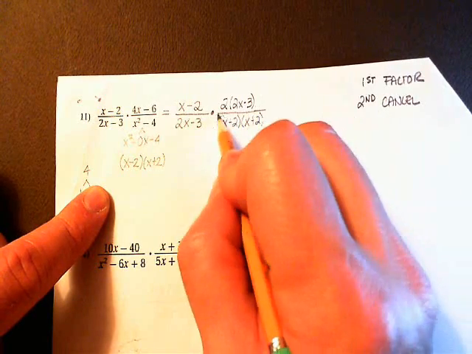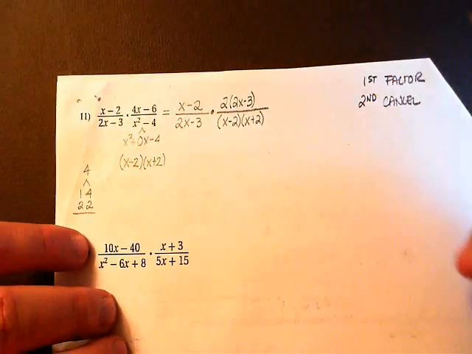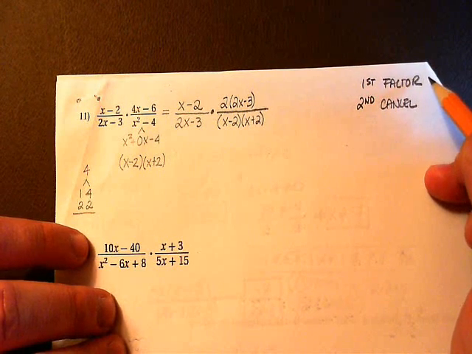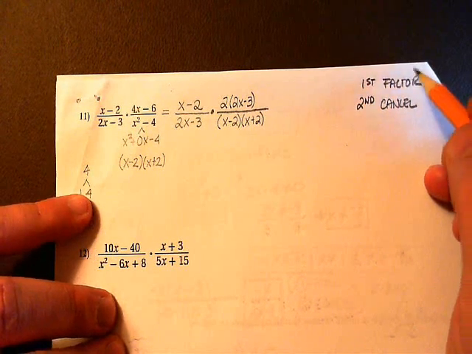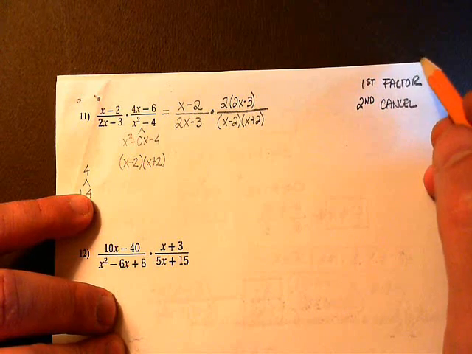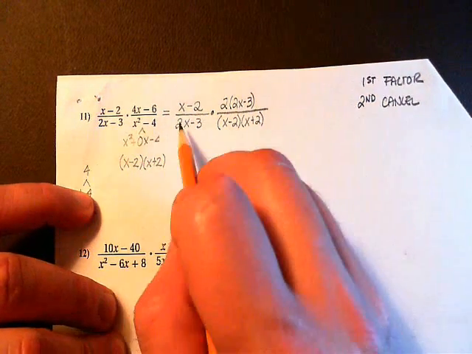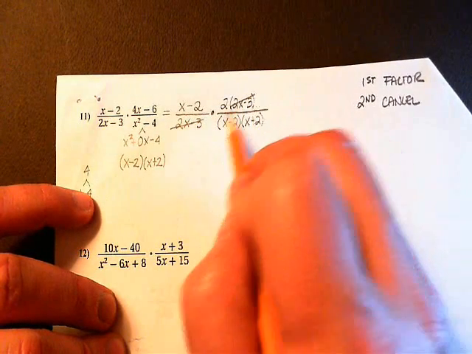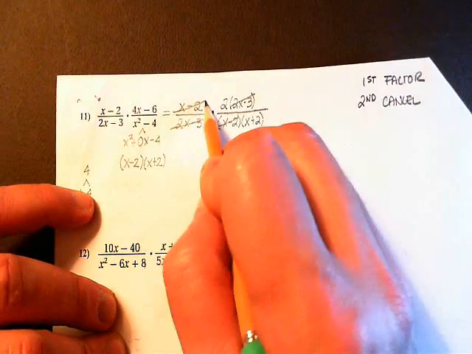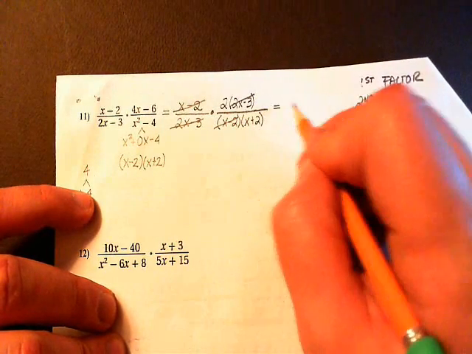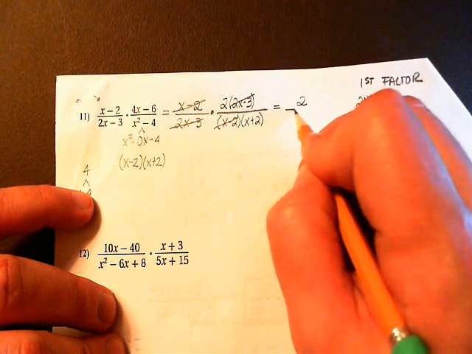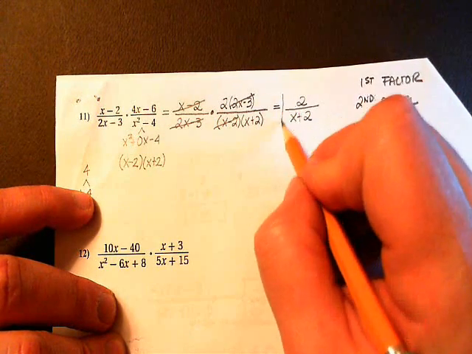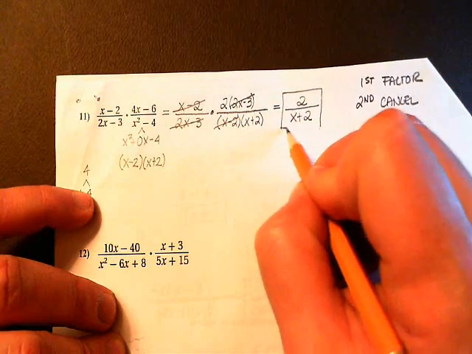Very well. Now we did that. We have accomplished step number 1, which is to factor everything that is possible to factor. Now we're going to proceed to try to cancel. I notice that I have a 2x minus 3, 2x minus 3. That will cancel. X minus 2 cancels with x minus 2. So that means I'm left with a 2 on top and an x plus 2 on the bottom. And that will be my answer.